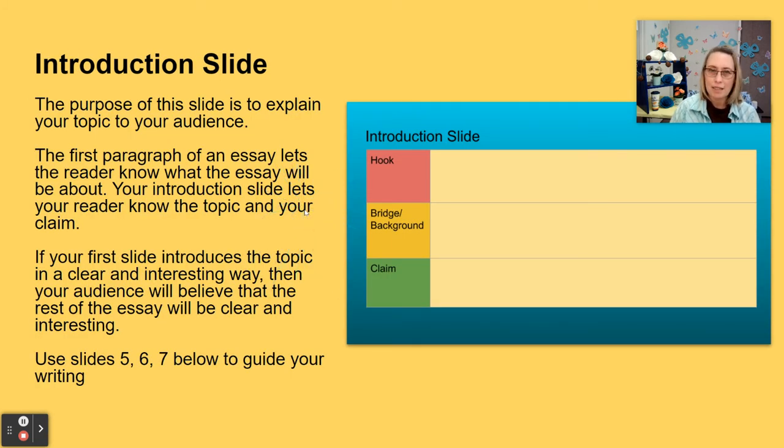Now your introduction slide is where you are letting the reader, or the viewer, know what you will be talking about. And you want to make it interesting, you want to get their attention, and you want to give a little bit of context and then give them your side, your claim.